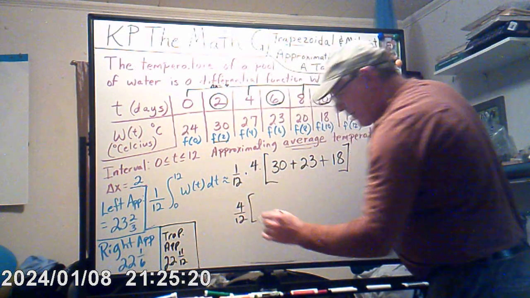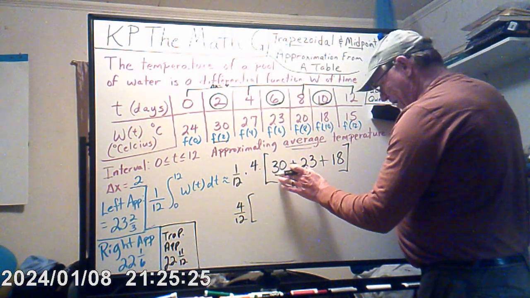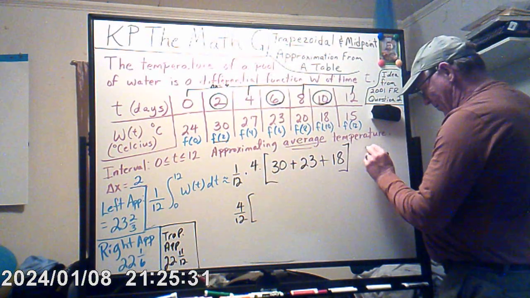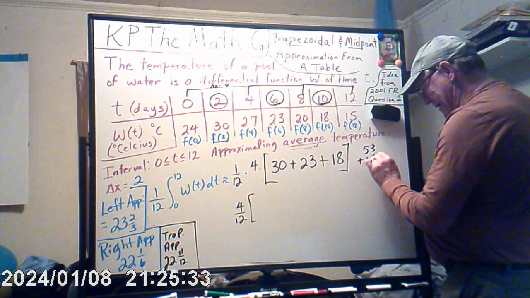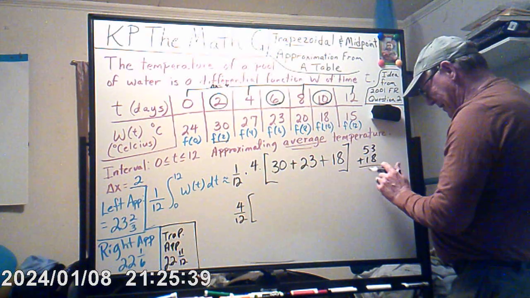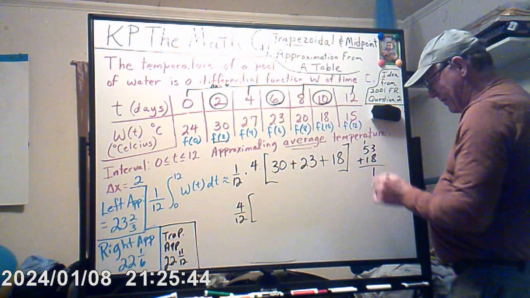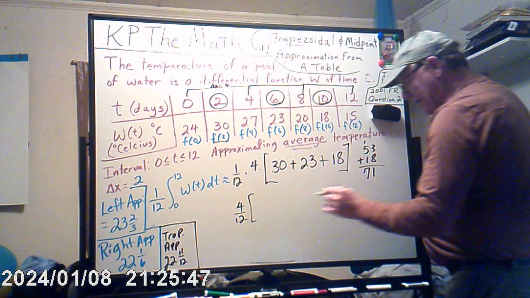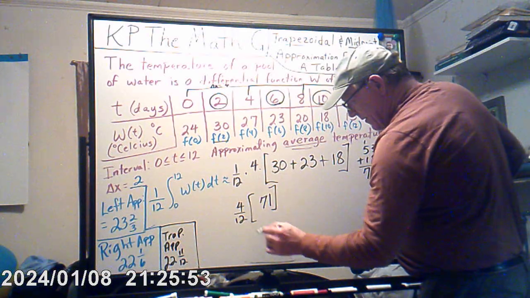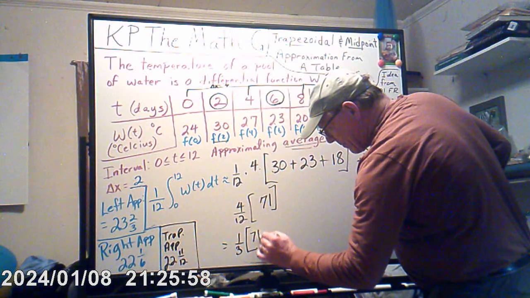Alright, which is actually 1/3, right? And we're simply going to add these up. So 30 plus 23 is what? 53. So 53 plus 18, correct? 53 plus 18. So 8 and 3 is 11, and carry 1. 5 plus 1 is 6, and 1 is 70. So 71. So this is actually equal to 1/3 times 71.